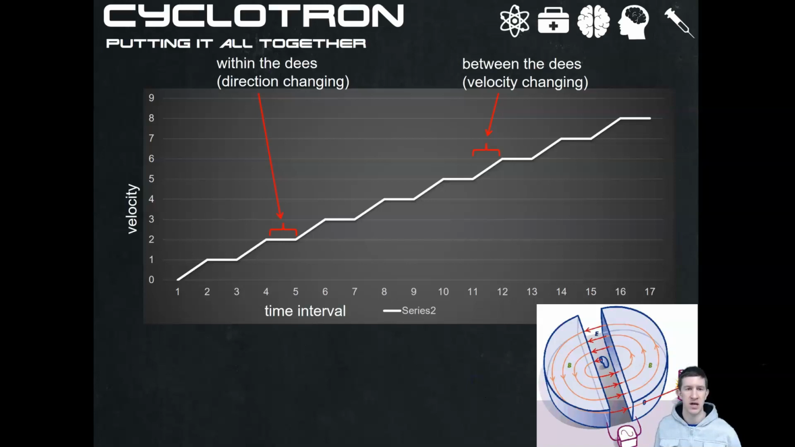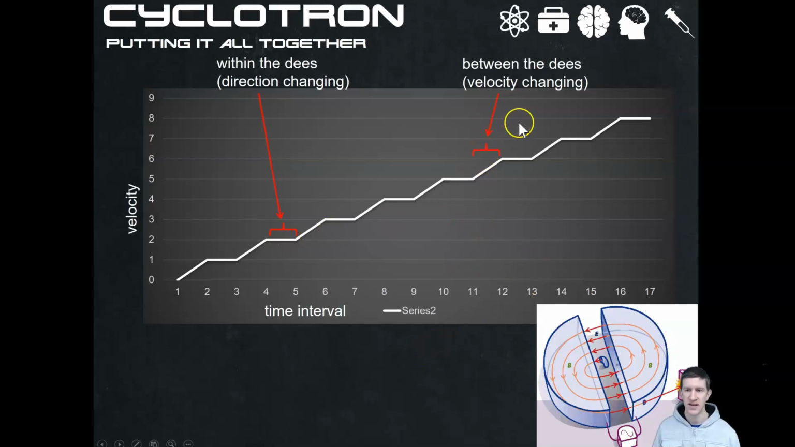Here in this picture we can see a representation of what is happening to the particle. Within the Ds the direction is changing, but its speed is not. Technically this should be speed and not velocity, because if direction changes then velocity is changing. But it has a constant speed. So it's changing direction, curving in this circle, but its speed is constant.